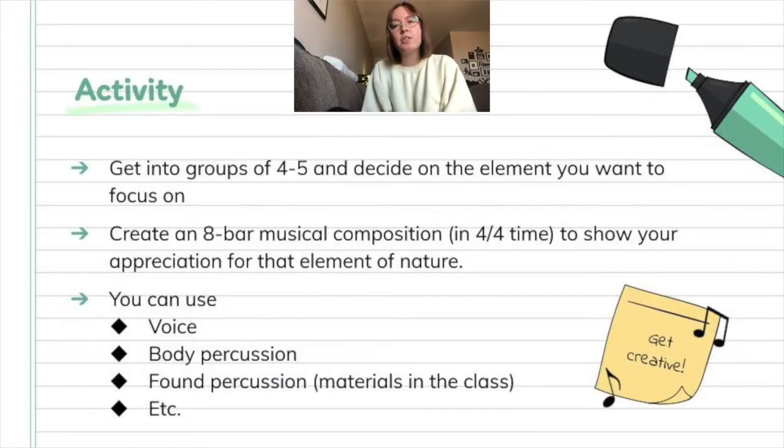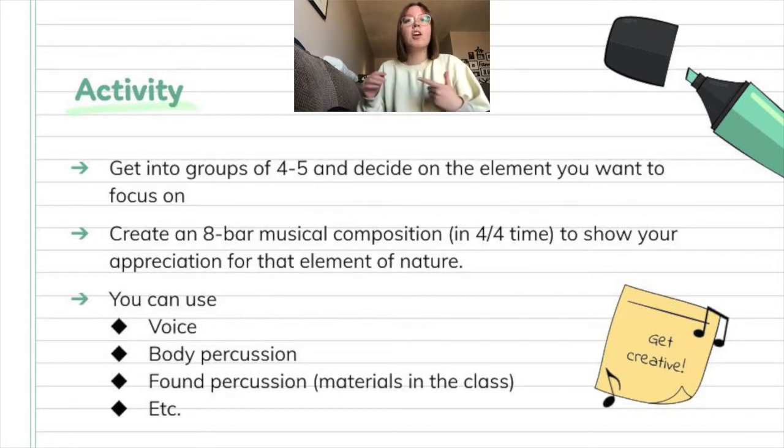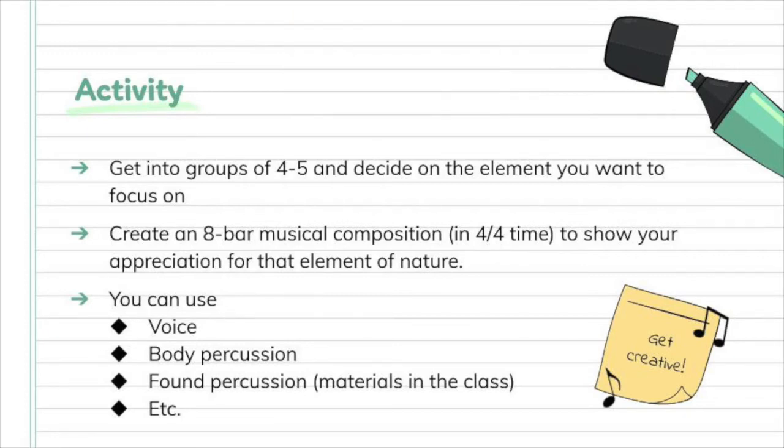I'm going to divide you into groups of 4 to 5, and I want you to pick an element of nature from the list that we made in the previous activity. In your groups, you're then going to make an 8-bar musical composition. You can use your voice, body percussion such as clapping or snapping, found percussion around the room if you want to grab a book or something, and you're going to do this to show your appreciation for that element of nature. When everyone is finished with their musical composition, we'll present them to the class. I'll be showing you an example on the next slide.